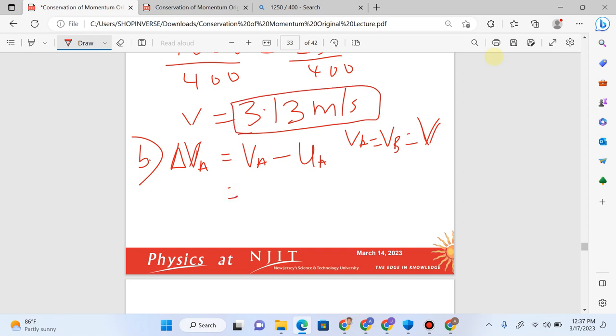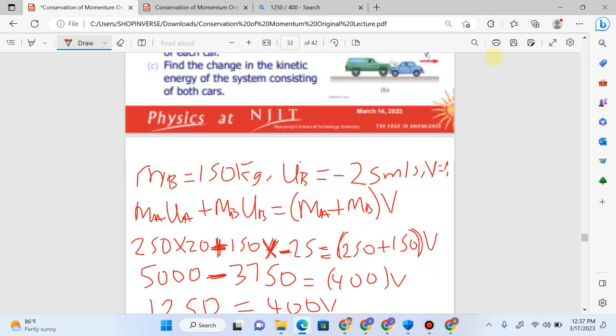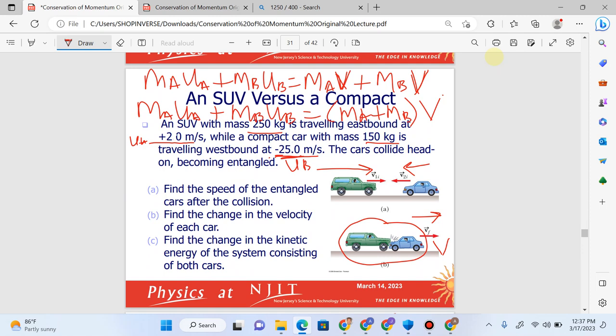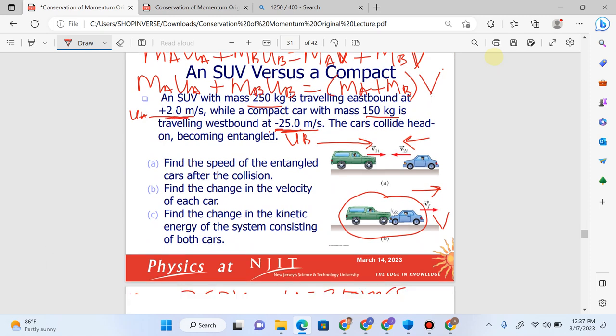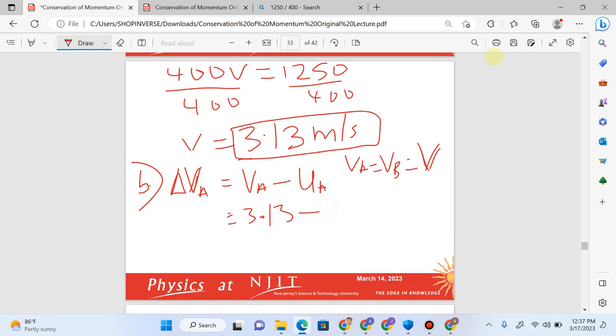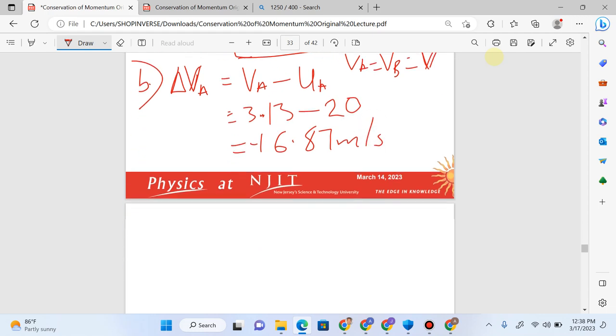Okay, so what you just do is 3.13 minus, what's the initial velocity of the SUV? The initial velocity was 20 meters per second. So you minus 20 meters per second. When you minus 20 from 3.13, you get minus 16.87 meters per second.